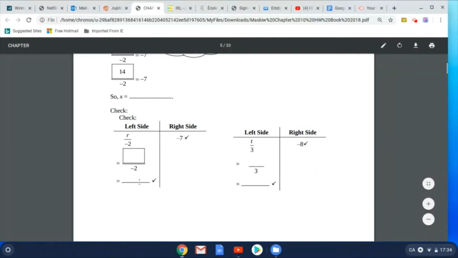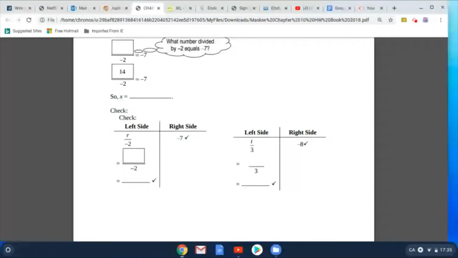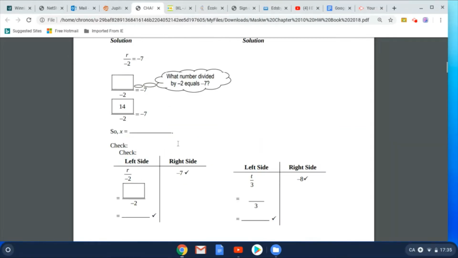Now, if we go over here to the check or verify, as you'll sometimes hear it called, this is very important, and it can be a little bit confusing at first. So if I look here, I've got r over negative 2. What they've done in the second step is they've simply given you a box so that you can go back and take r, which you said was 14. So 14 divided by negative 2 is negative 7. Left side, right side are exactly the same.